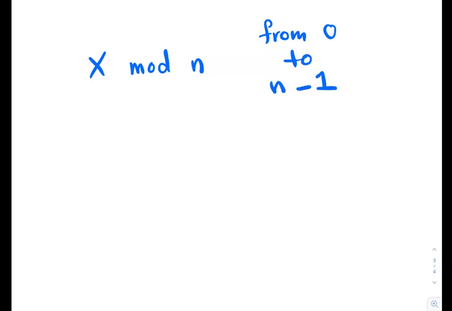If you have any number n, the result of x mod n will always be from 0 to n minus 1. So when you divide by 2, x mod 2 will be either 0 or 1, odd or even. But if you take mod 3, the result could be 0, 1, or 2. If you take mod 4, the result could be 0, 1, 2, or 3, and so on.